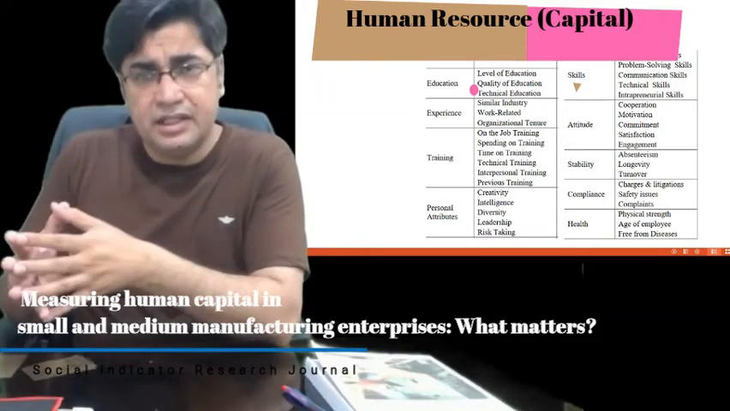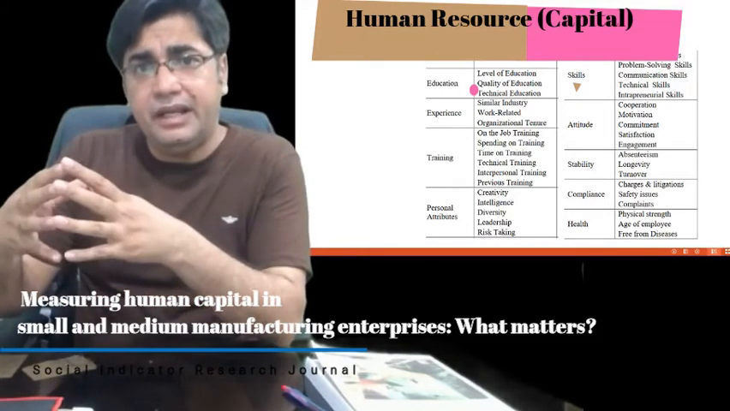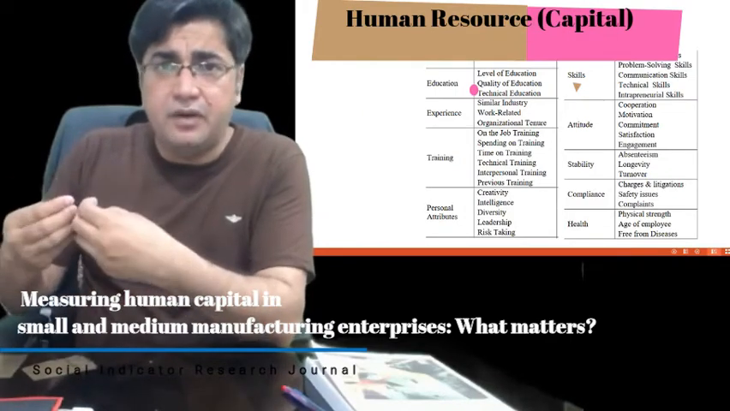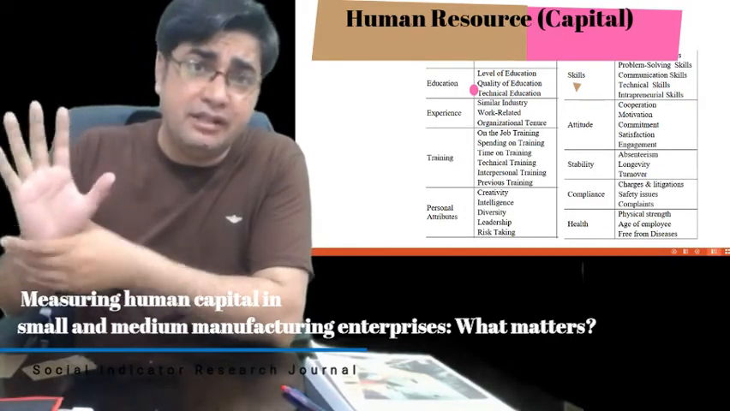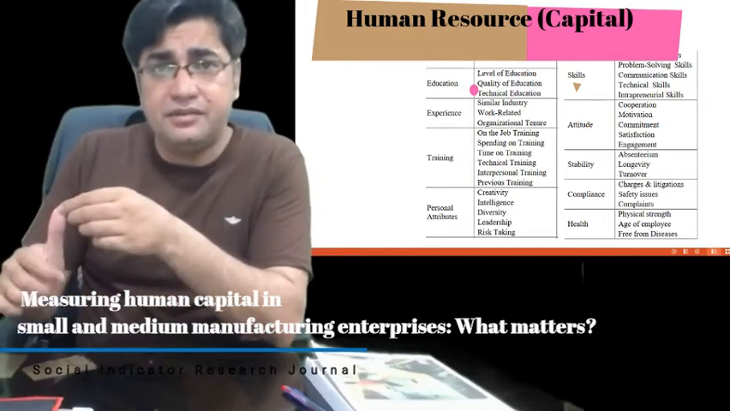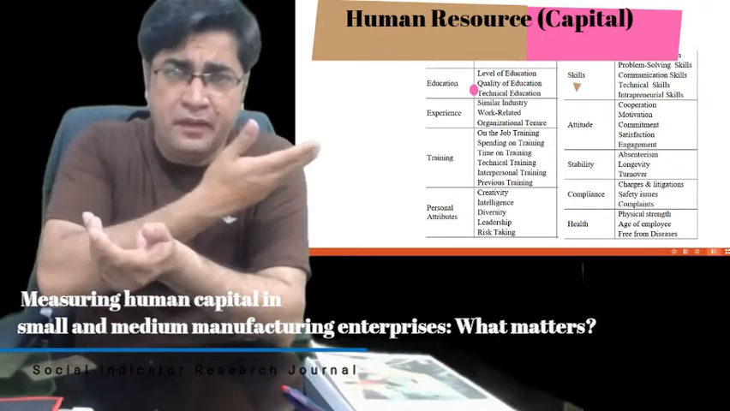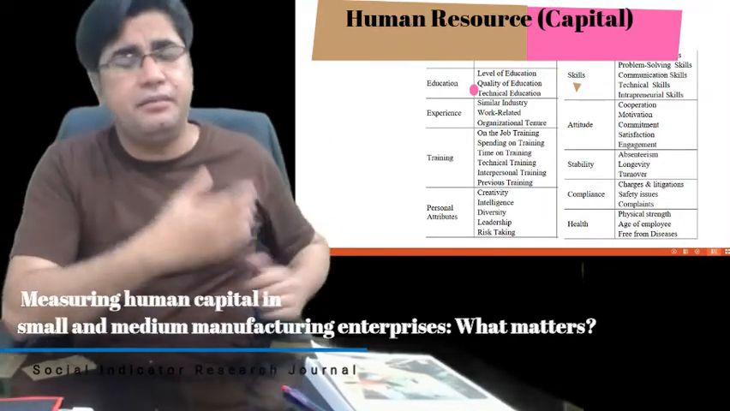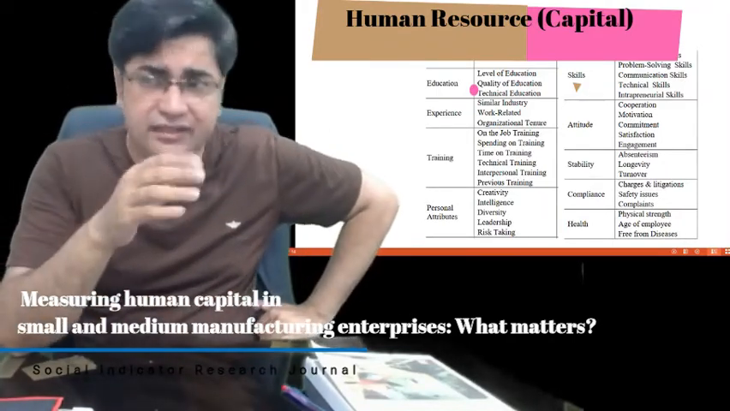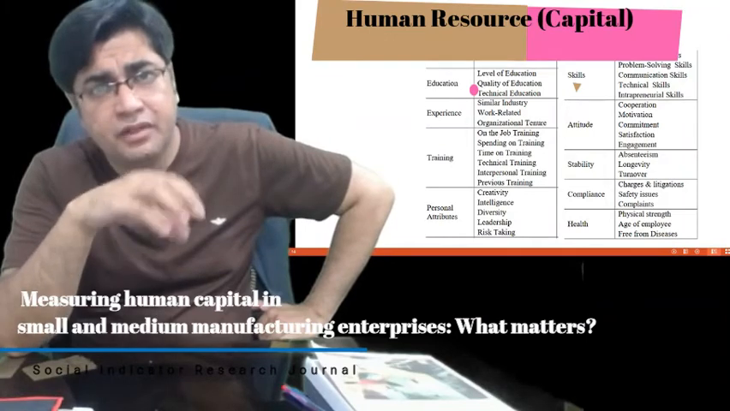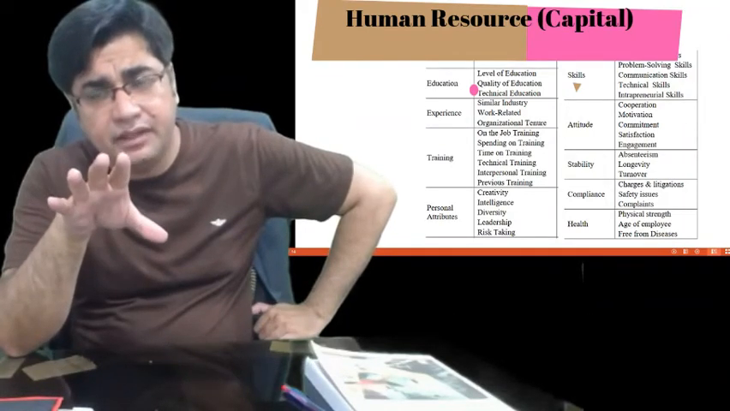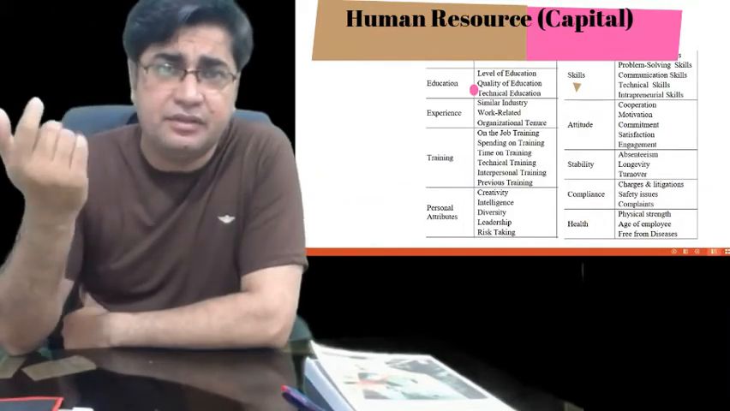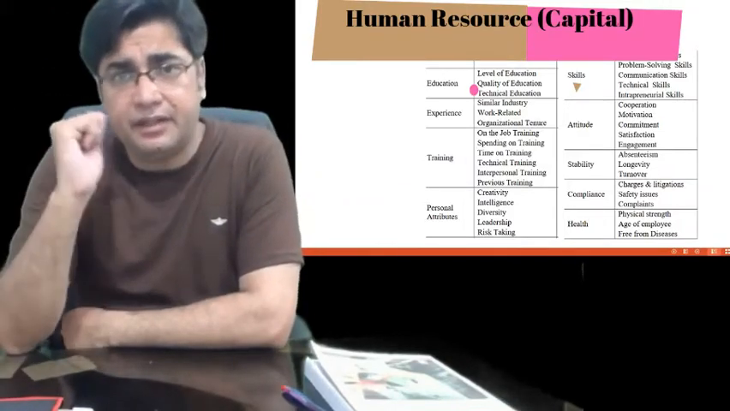What Matters. In that particular research paper, we found that there are 9 major dimensions of the human capital, which are education, experience, training, stability, personal attributes, attitudes, compliance, health, and skills, etc. So these are the major capabilities of the employees, the major resources which an organization can use for its benefit.